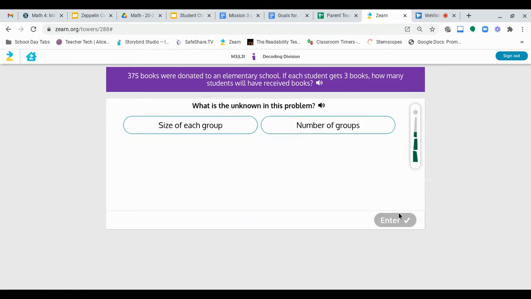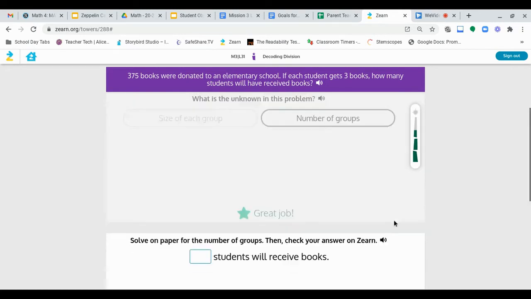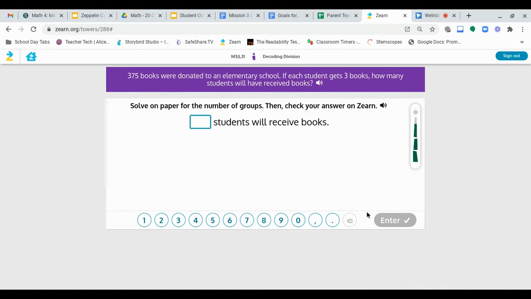And what is the unknown in this problem? Well, what we're trying to figure out is the number of groups, because we know the size of each group. We know that it's going to be 3. Then solve on paper for the number of groups, then check your answer. So how many students will receive books?